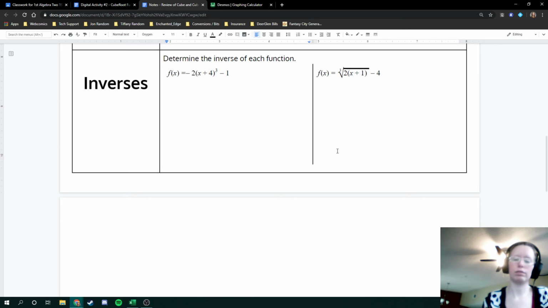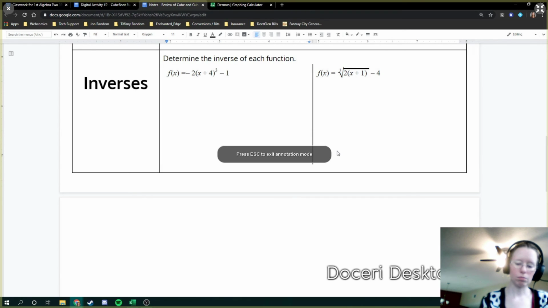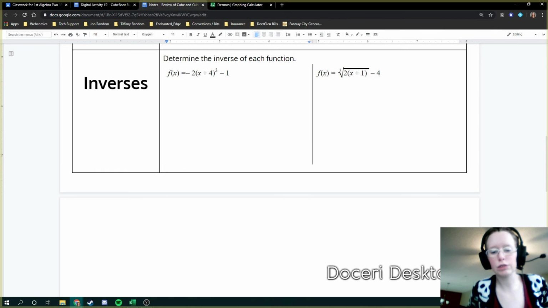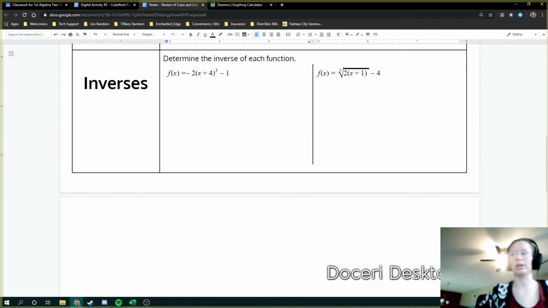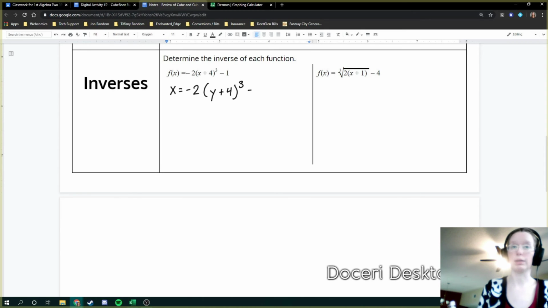Okay, inverses. I term the inverse function. So these are the functions that are like mirror over the line y equals x, that they undo each other, things like that. Alright, so first thing you do is you switch x and y, and then you solve for y. So f(x) is the same thing as y. So this is going to be x is equal to -2(y plus 4) quantity cubed minus 1, and then I'm going to solve that for y.